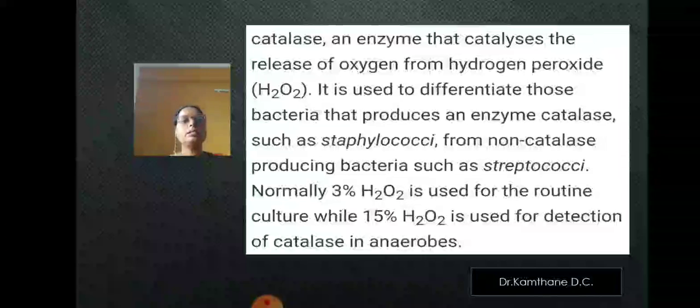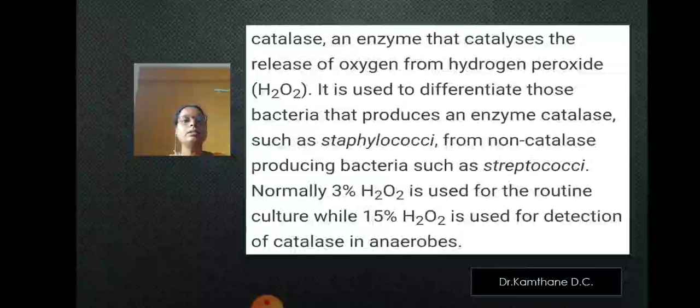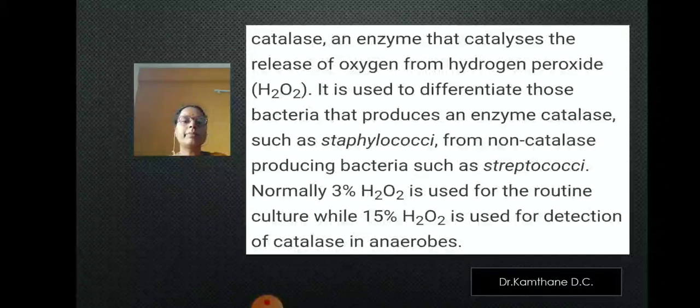Catalase is the enzyme which catalyzes the release of oxygen from hydrogen peroxide, that is H2O2. This test is used to differentiate between the catalase-positive bacteria, that are the staphylococci, and the catalase-negative bacteria such as streptococci. Normally 3% H2O2 is used for the testing purpose, while in case of the anaerobes 15% hydrogen peroxide is used.